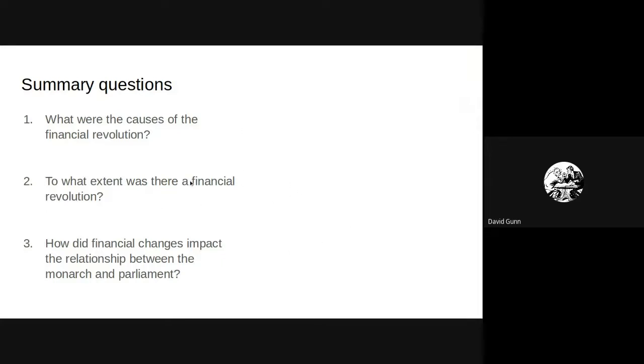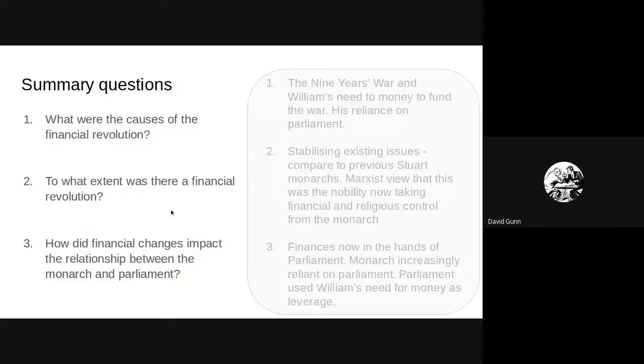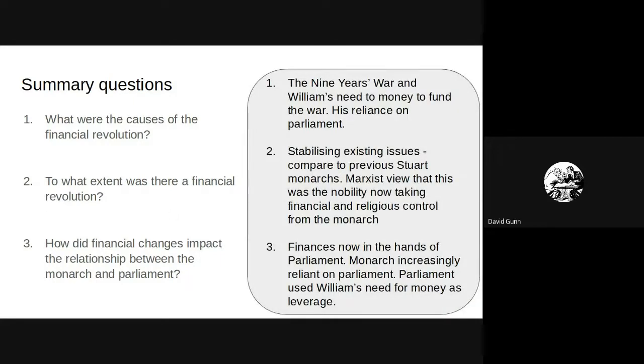So number one, what were the causes of the financial revolution? The most significant cause is the 9 Years' War. So William needs money to fund the war, and therefore he relies on Parliament to raise that money. And then Parliament find ways of raising money, scrutinizing spending, and stabilizing the economy. We'll come back to this in a second, but Parliament basically use that reliance on them to promote their own interests.